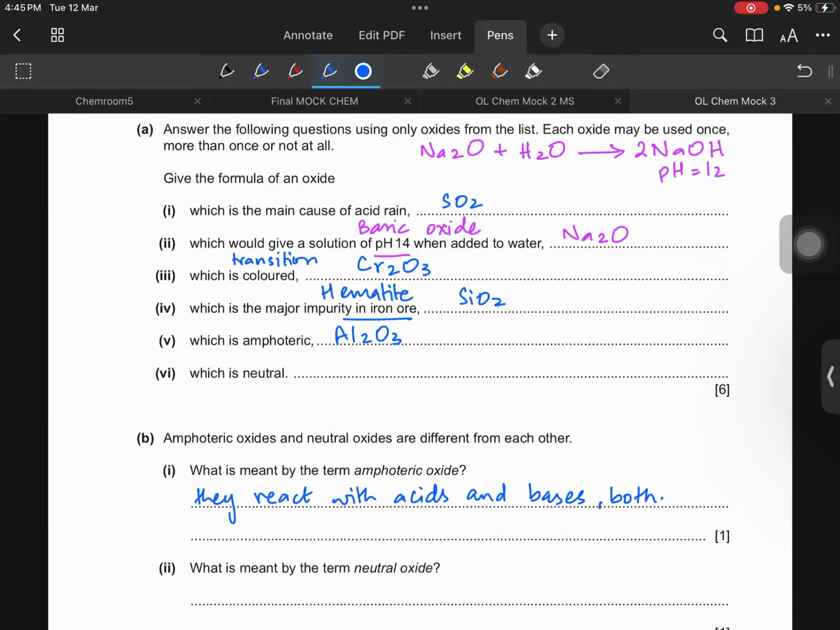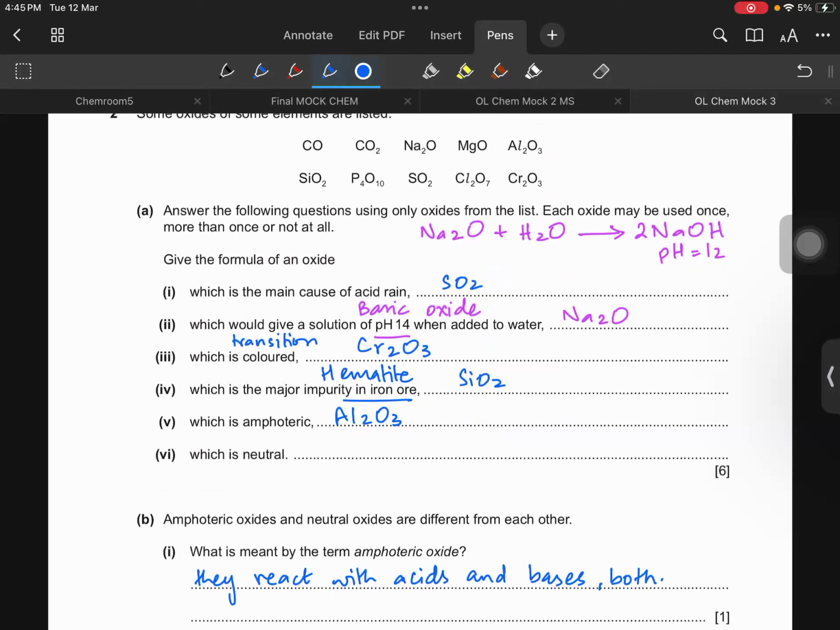Which oxide is neutral? CO2? CO2 is acidic. Carbon monoxide is neutral, and H2O is neutral. These two oxides are neutral. All the rest are either acidic or basic. By the way, what else do you know about carbon monoxide? Carbon monoxide is also what kind of agent? A poisonous gas, and a reducing agent. It is toxic plus a reducing agent.